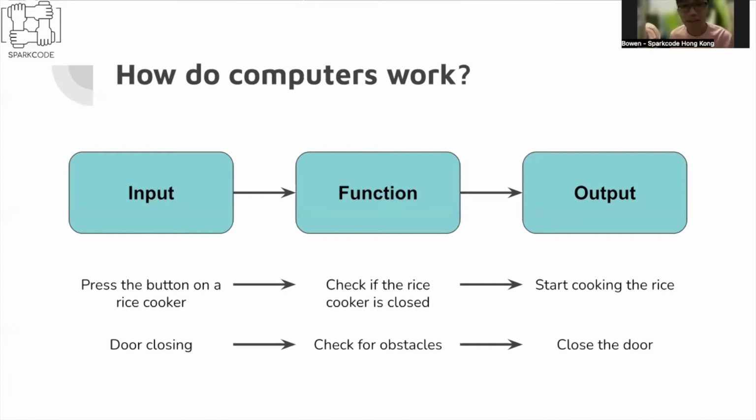Now we have the output. Output is what's going to happen after you process the function. After we check that the rice cooker is closed, then we would start cooking the rice as the output. That's pretty simple to understand. Let's look at the second example here. The input here is that maybe we'll push the door, so the door will close. Then we have the function, which is to check for obstacles, whether there's anything blocking the door from closing. If there's not any obstacles, then we would close the door as the final output. I hope that's not too difficult to understand.